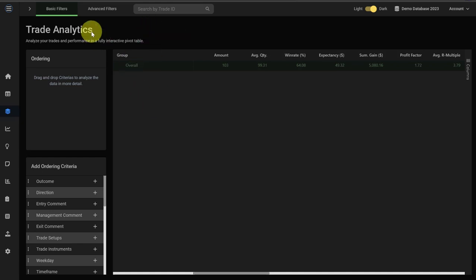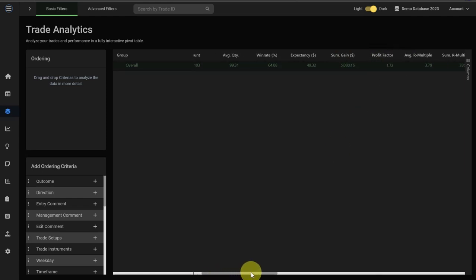If you are opening the trade analytics for the first time, you just see one row and it shows you your whole aggregated performance. So you see the amount of trades that you have taken in your journal. It shows you the average quantity per trade. You see your overall win rate, the expectancy in terms of your account currency. Expectancy is the average gain or the average loss per trade. You see the total, the sum of the gain and the sum of the losses.